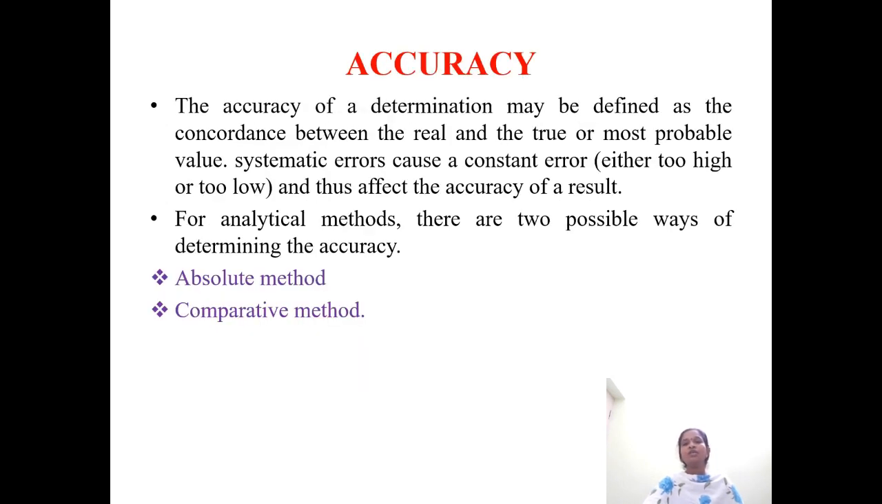Accuracy. Accuracy of the determination may be defined as the concordance between the real and the true or most probable value. Systematic error can cause a constant error, either too high or too low, thus affecting the accuracy of a result. For analytical methods, there are two possible ways of weighing the accuracy, that is absolute method and comparative method.